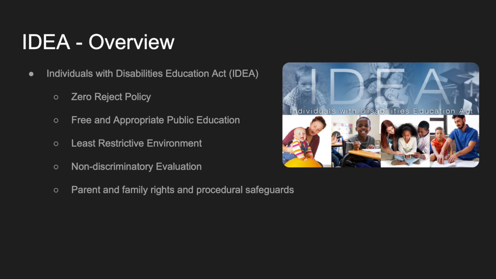The next one is the free and appropriate public education. That is a pretty broad statement that is broken down into some key points. First, free means that it cannot be at cost to the families who require these services covered under IDEA. Appropriate, it must meet the needs of the student, and we will talk about this a little bit more later, since this is one of the specific issues that runs into a lot of debate.